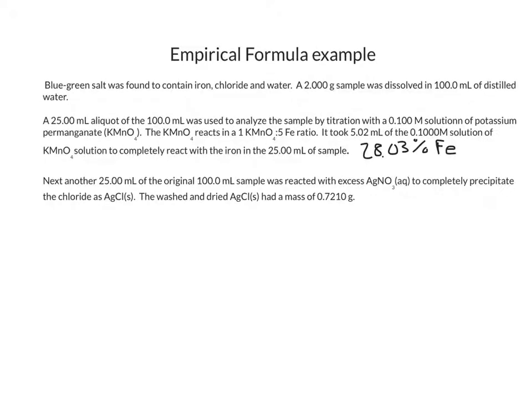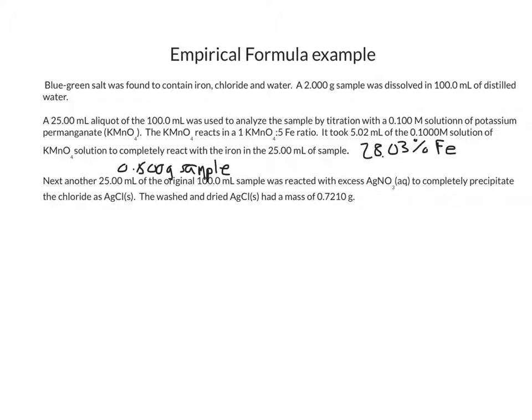Next, we're going to use the second analysis to find the amount of chloride in my sample. So in this analysis, we took another 25 milliliters of the original 100. So again, we're using 0.500 grams of the sample to do this analysis. And it's reacted with excess silver nitrate to precipitate the silver chloride. And so this is a gravimetric analysis.